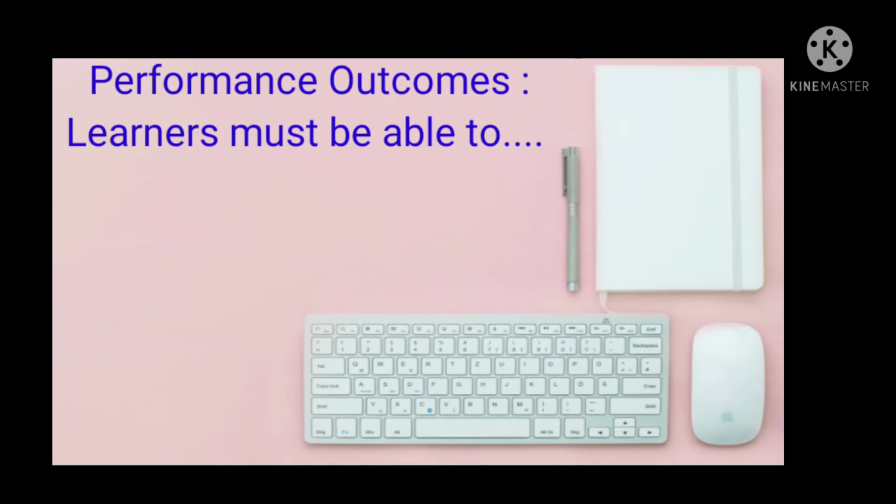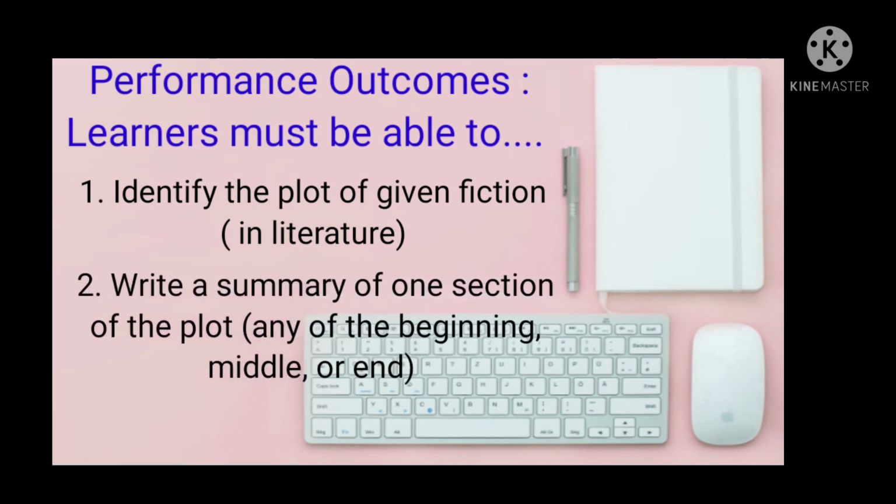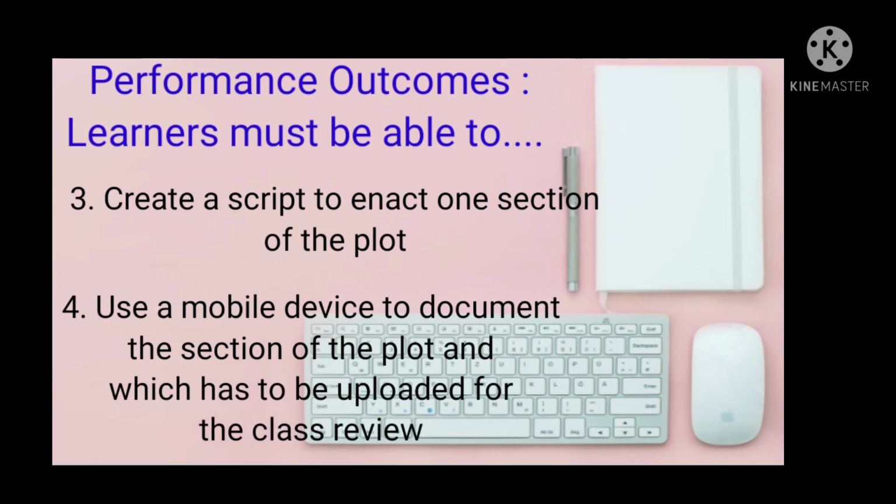Performance outcomes. Learners must be able to: 1. Identify the plot of a given fiction in literature. Number 2. Write a summary of one section of the plot, any of the beginning, middle, or end. 3. Create a script to enact one section of the plot. 4. Use a mobile device to document the section of the plot, which has to be uploaded for the class to review.